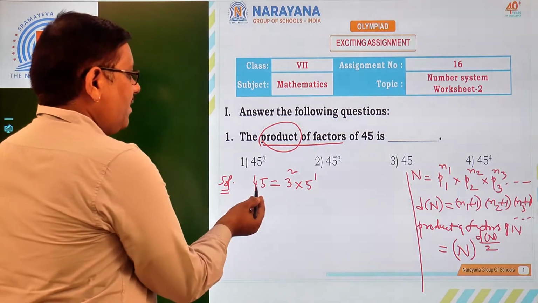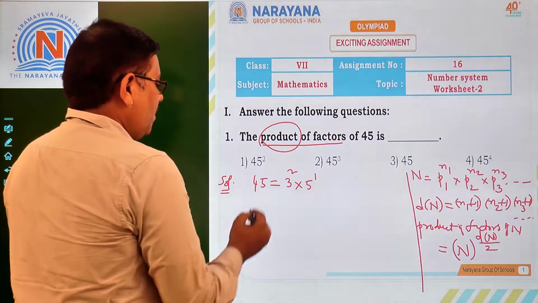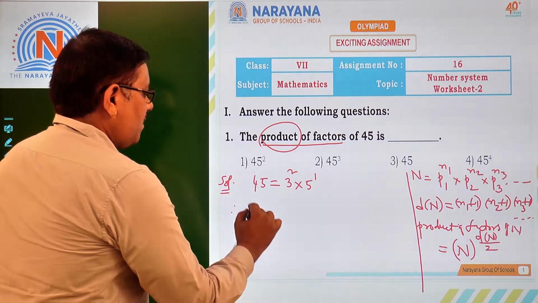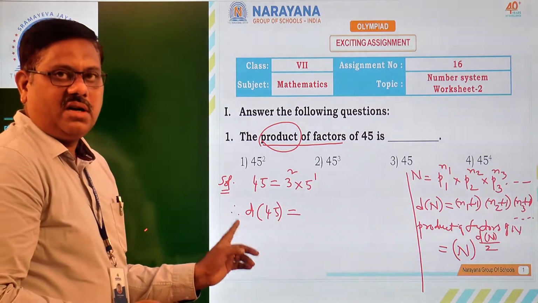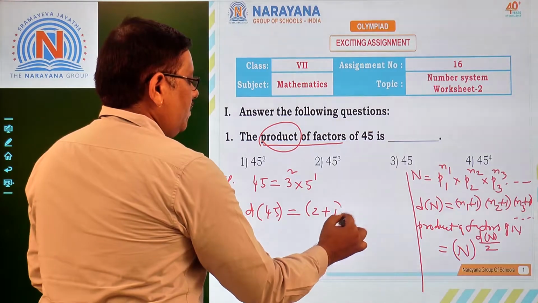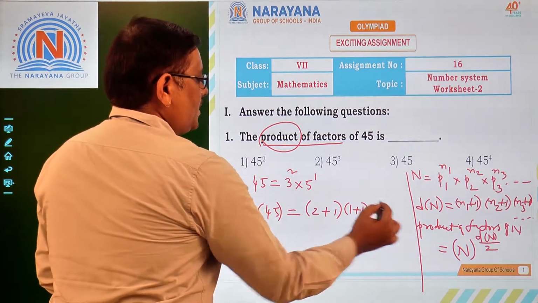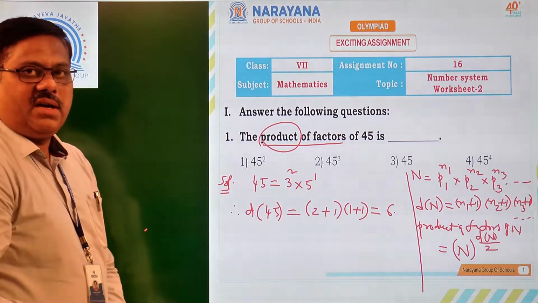Okay. Now we are given 45. That is nothing but n here. Now that is 3 square into 5 power 1. Therefore, first let us find out d of 45. What is d of 45? Number of factors of 45. That is how much? 2 plus 1 into 1 plus 1. That is nothing but 3, 3 twos are 6. D of n is 6.